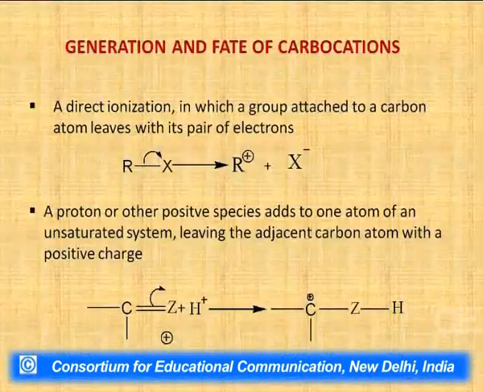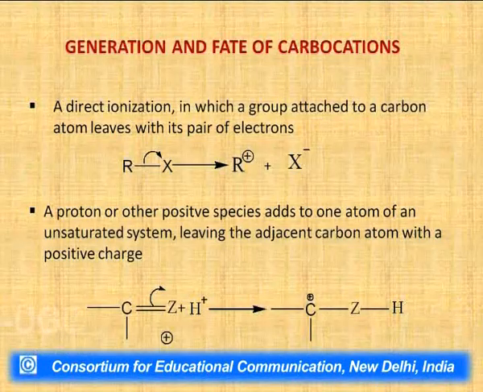Generation and fate of carbocations. Generation of carbocations can be discussed in 2 points. Number 1, a direct ionization in which a group attached to a carbon atom leaves with its pair of electrons. Number 2, a proton or other positive species adds to one atom of an unsaturated system, leaving the adjacent carbon atom with a positive charge.